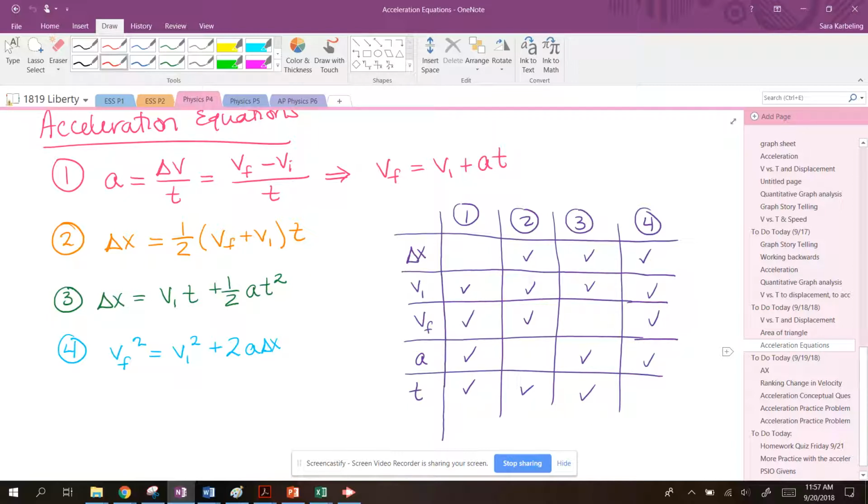So we look at our set of equations, or we look at our chart. And again, you're not going to be able to use this chart on the test or on the quiz, but this kind of helps you get in the right mentality to find that equation. So we don't care about acceleration. Which one of these equations doesn't have a check mark next to acceleration? Number 2. All right, so that's the one we're going to use. That delta x is 1/2 VF plus VI times delta t.